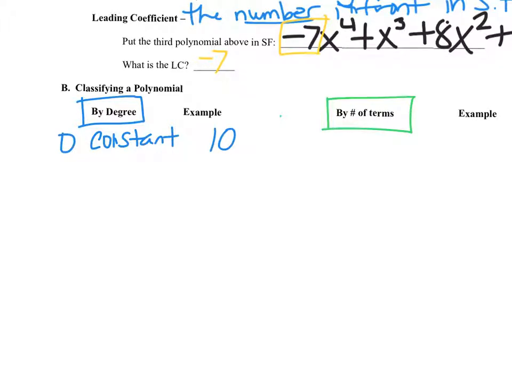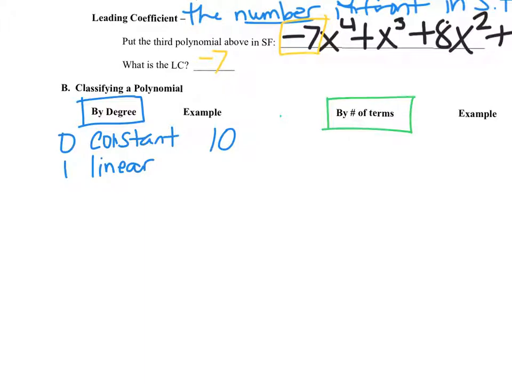Does 10 change? No, 10's 10. 10 is always 10. x can change. x is a variable. You know what variable means? It varies. x can be 3 today, tomorrow it's -7, right? 10 cannot change. 10's always constant. Then the next degree would be a degree of 1. We studied these in chapter 2. And this would be linear.